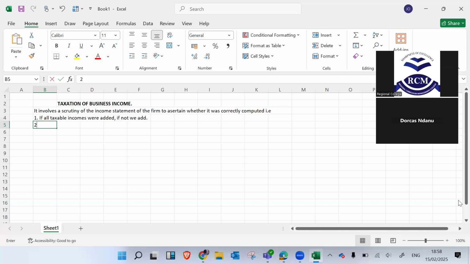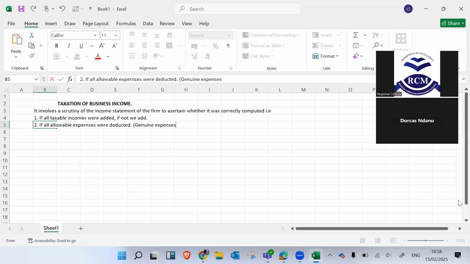Number two, if all allowable expenses of the business were deducted. Allowable expenses are basically the genuine expenses, the correct expenses of the business. So if all allowable expenses were deducted, if not, we deduct.